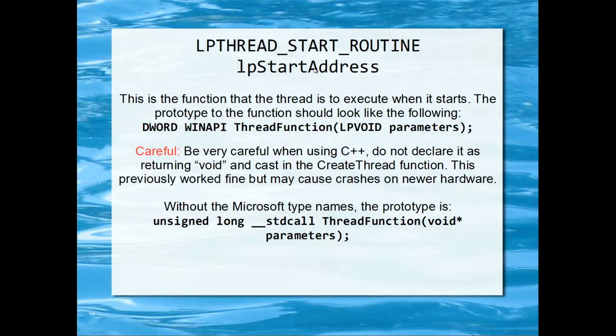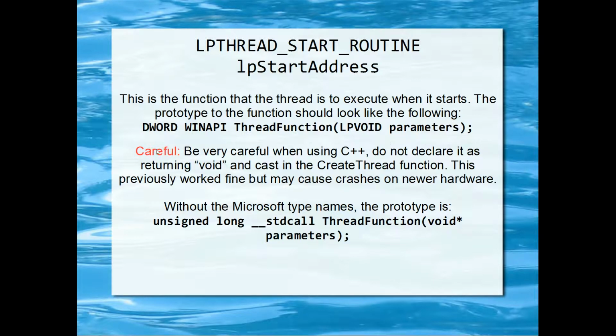LP start address. Okay, so this is the function that we want the new thread to start executing. So when you create a new thread, you've got to give it some code to start executing. You know, it's got to have some starting point. So that's what this is here. It's a function pointer, actually. Yeah, LP start address, function pointer. You used to be able to declare this as returning void, but don't do that anymore. You'll break things. Unless you want to break things. I mean, be my guest. It's all good. Breaking a few things has never hurt anybody.